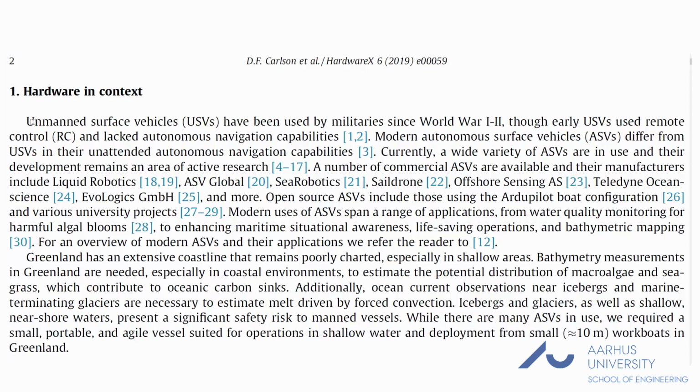We start with: unmanned surface vehicles have been used by militaries since World War I and II. Early unmanned surface vehicles, that's USV, used remote control and lacked autonomous navigation capabilities. Now here, that's a really good example of funneling, right? We go all the way back to the World War and then we funnel you down to, okay, we have the remote control, they lacked autonomous navigation.